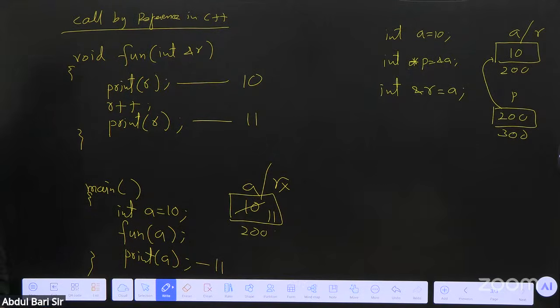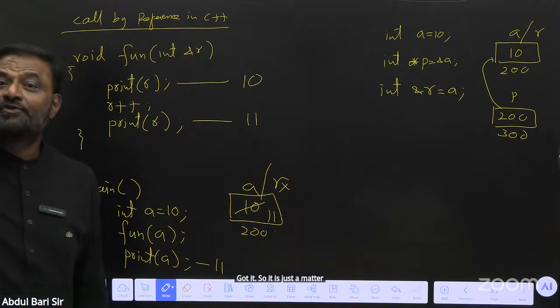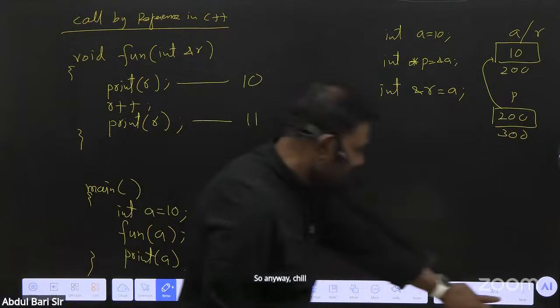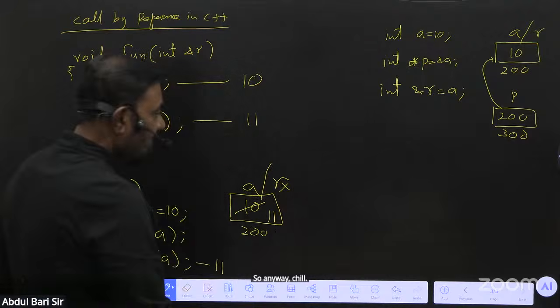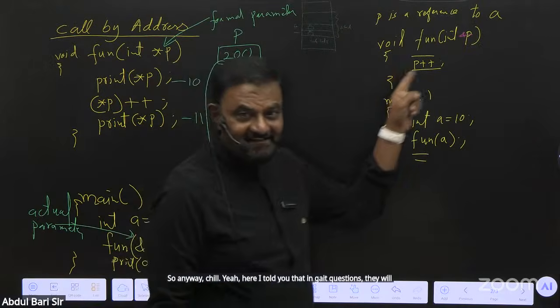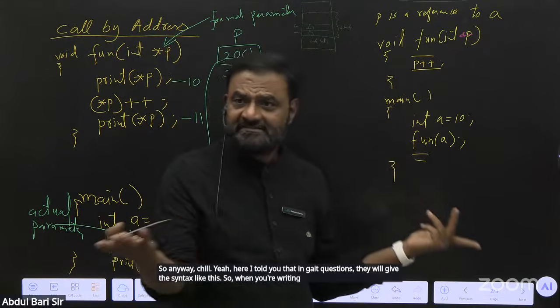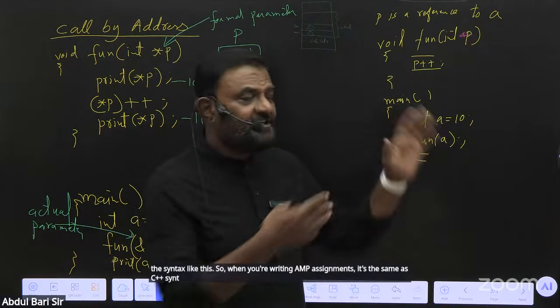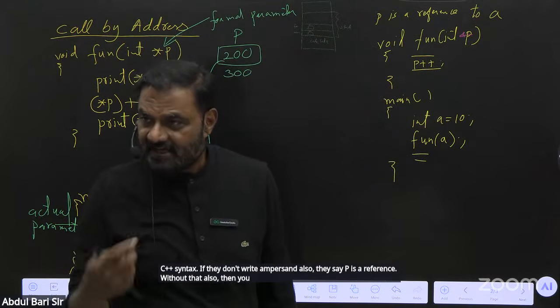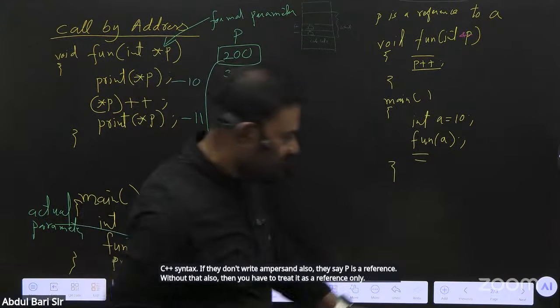All right. Understood this one? Got it? So it's just a matter of how you write it. Here I told you that in GATE questions, they will give the syntax like this. When you're writing ampersand, it means it's the same as C++ syntax. If they don't write ampersand also, they say P is a reference. Without that also, you have to treat it as a reference only.